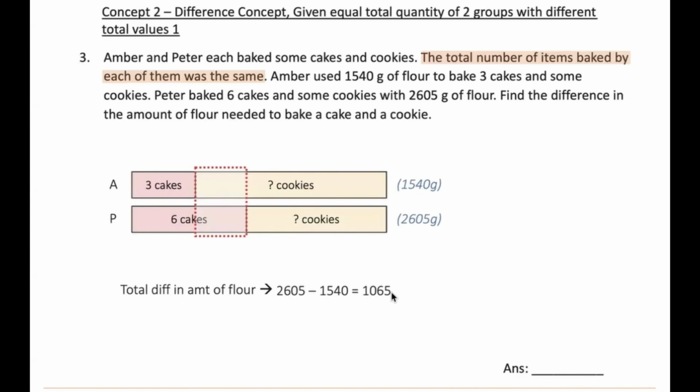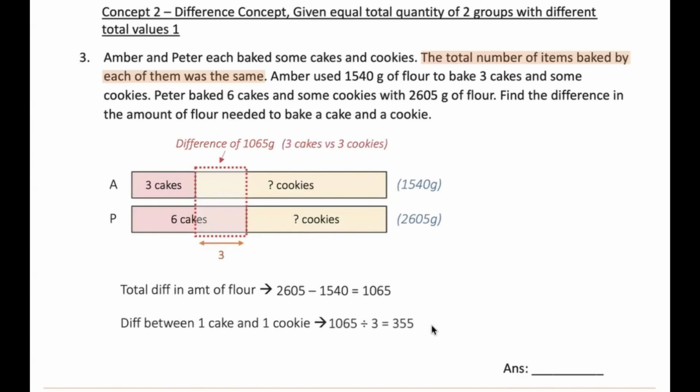Any question? The difference between the mass of 3 cakes and 3 cookies must be 1065. No question? So good. Must understand reasoning. So the difference between 1 cake and 1 cookie has to be 1065 divided by 3. So 355 is the difference in the mass between a cake and a cookie.